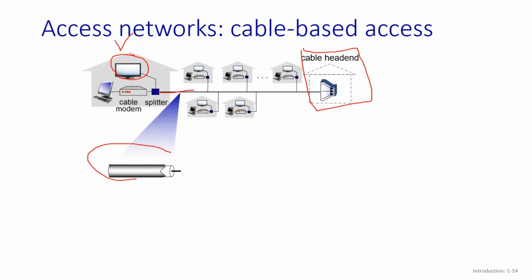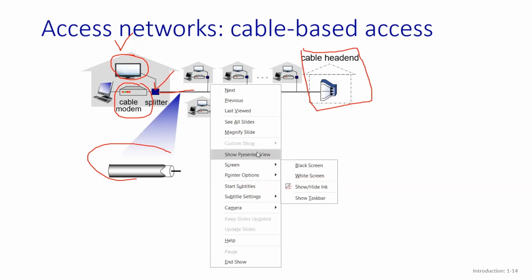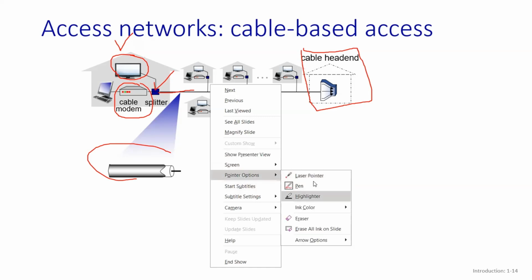At your home, you have a cable modem. You can see this cable modem. Keep in mind, it's not a DSL modem. It's a cable modem, since we are studying the cable-based access network. Then before that cable modem, we have a splitter. Here you can see the splitter. Let me remove this ink. Just a second.